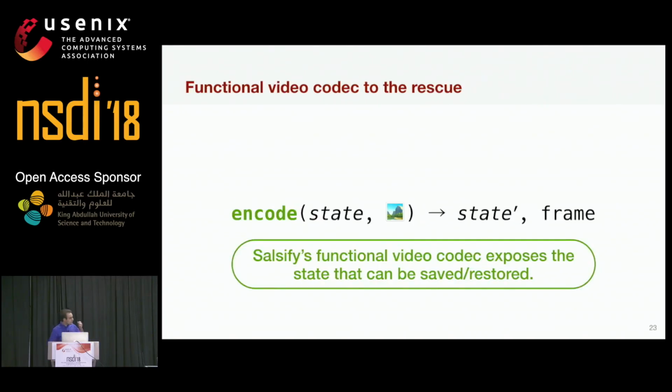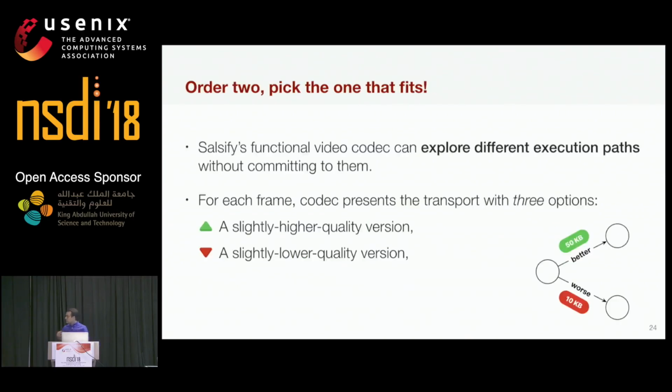But Salsify's video codec is implemented in explicit state-passing style. It means that the state object is explicit in this interface. You can save it, you can restore it, and you can encode based on your state. If you don't like the output size, if it's too big for you, you can throw it away, go back to the beginning state, and encode a new one. And using this functional video codec, Salsify can actually explore different execution paths without committing to them.